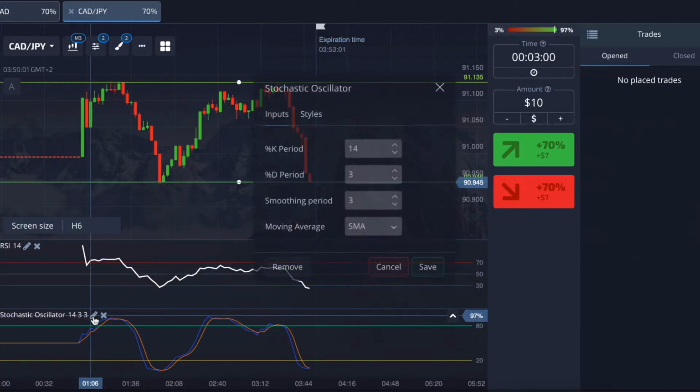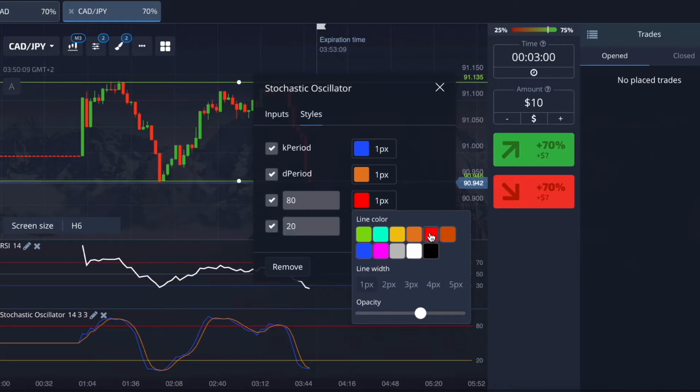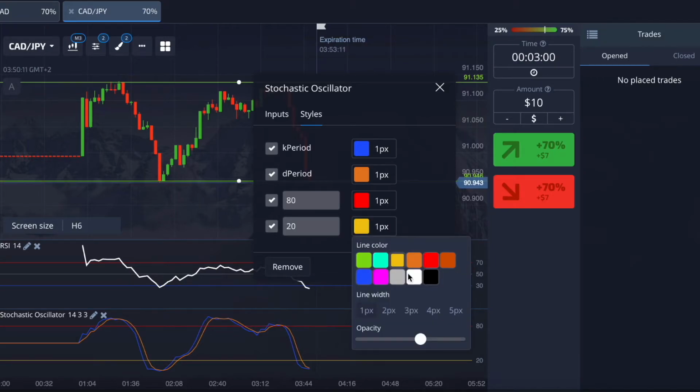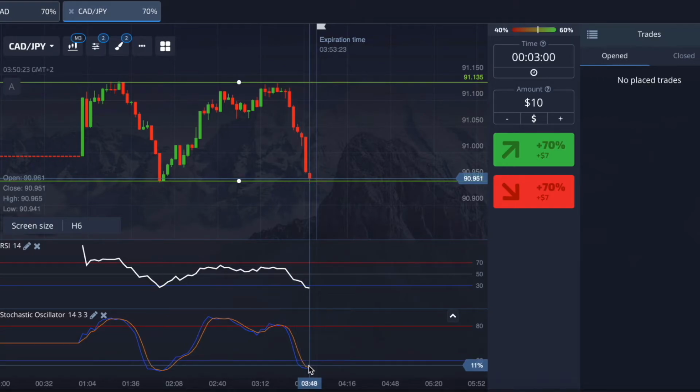So stochastic, we're going to go to that. It's going to be 14, 3, 3, SMA, right? You're leaving it exactly as is. We're going to put the 80 to red because when the market is high, we're going to sell. We're going to put the 20 to blue because when the market is low, we want to buy it. And then we can leave this blue and orange color. You can change it to different colors if you'd like. I'm going to just leave them as is.